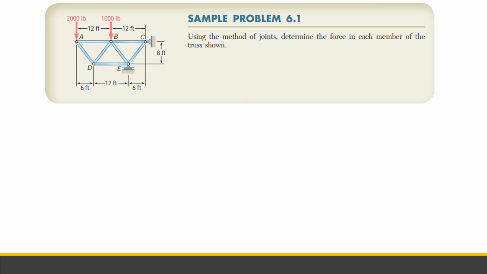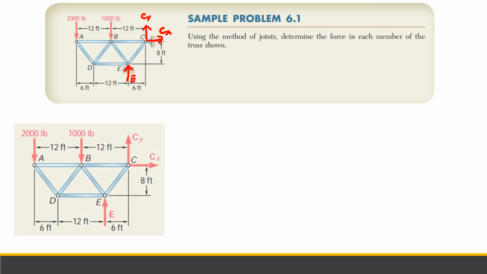The first step is to draw the free body diagram of the truss and solve for its reactions. The reaction at E is a roller, so we have one upward force, E, and at C we have a hinge reaction with components Cy and Cx. The applied loads at A and B are 2,000 pounds and 1,000 pounds respectively. We draw the free body diagram and use the equilibrium equations to solve for the three reactions: Cy, Cx, and E.